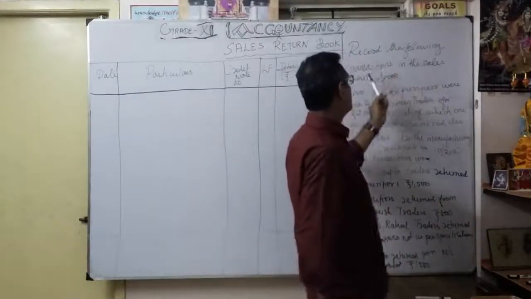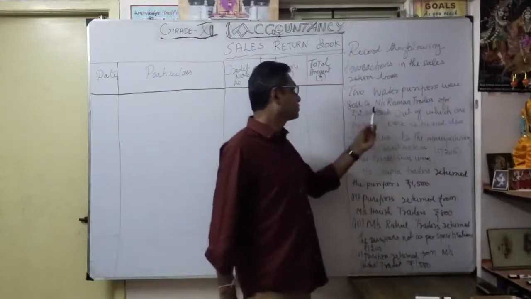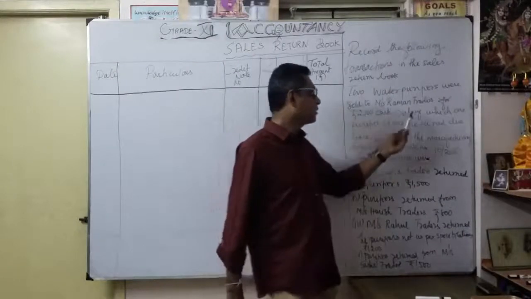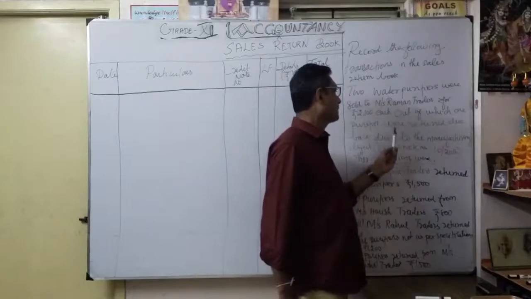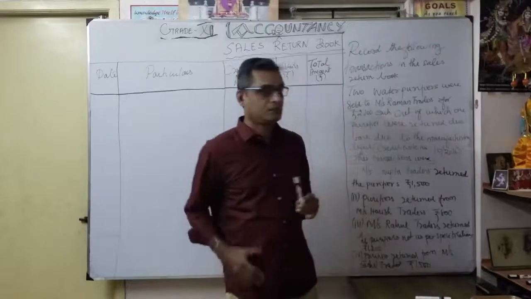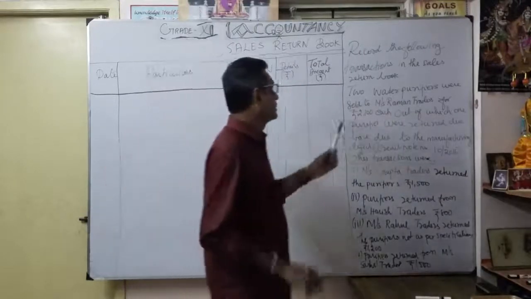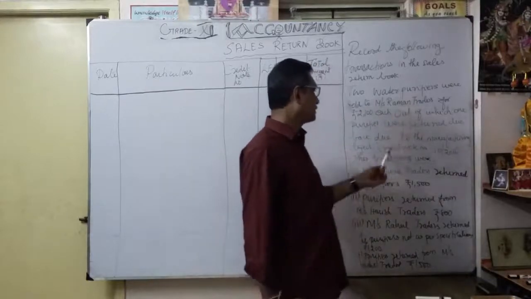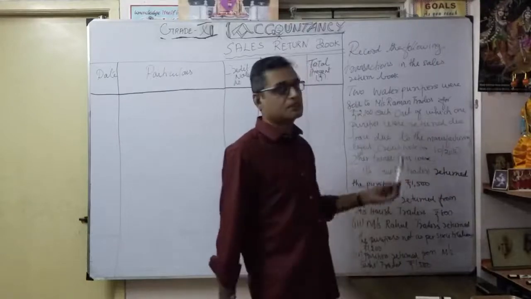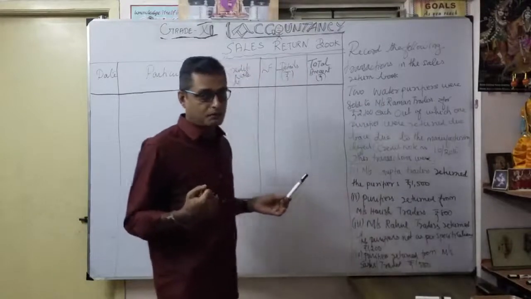Record the following transactions in the sales return book. 2 water purifiers were sold to Raman Traders for rupees 2,100 each, out of which 1 purifier was returned due to a manufacturing defect. So due to the manufacturing defect, 1 water purifier was returned by Raman Traders. Credit note given: 10/2016.